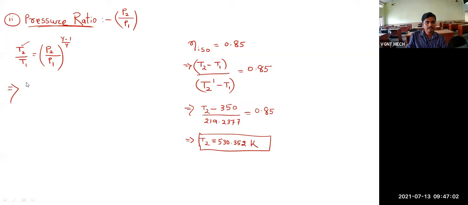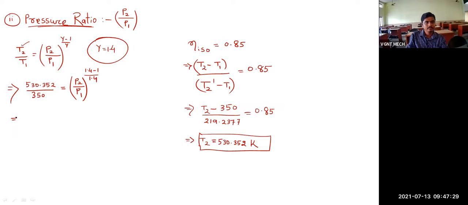So T2 is 530.352 divided by T1, which is 350, is equal to P2 by P1. We have to calculate. Gamma value is 1.4. It is not given, so gamma value we have to take as 1.4. So (1.4 minus 1) divided by 1.4. It will solve this. So P2 by P1, how much we will get? P2 by P1 we will get 4.288.